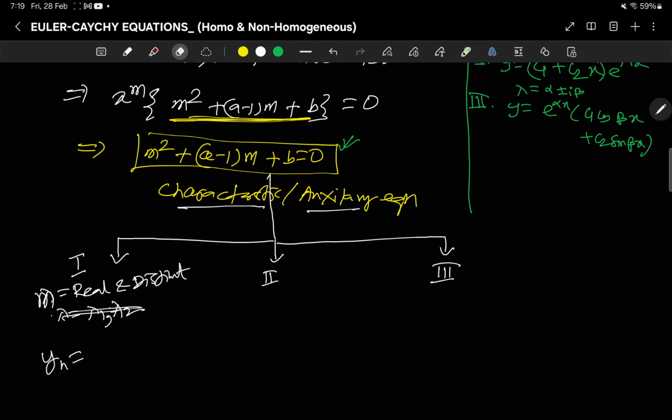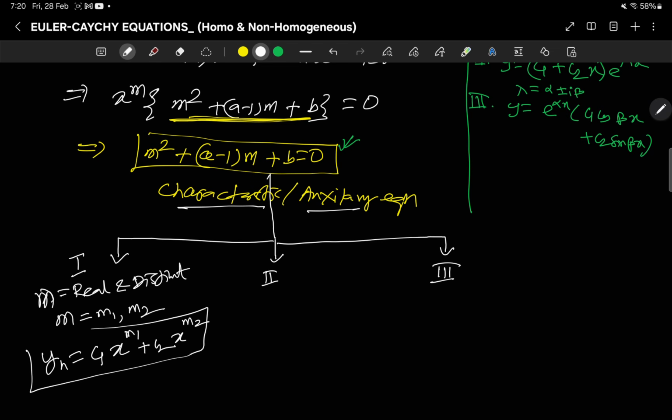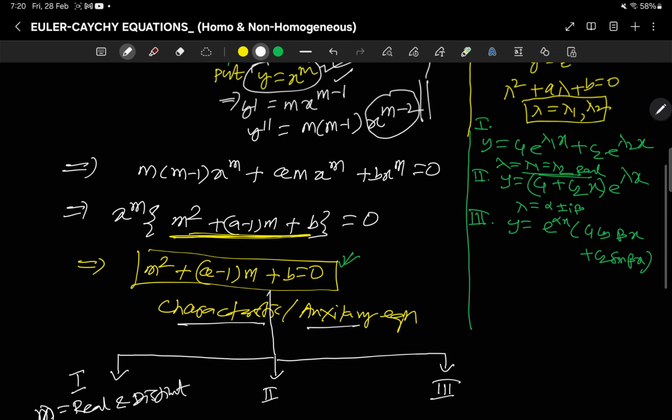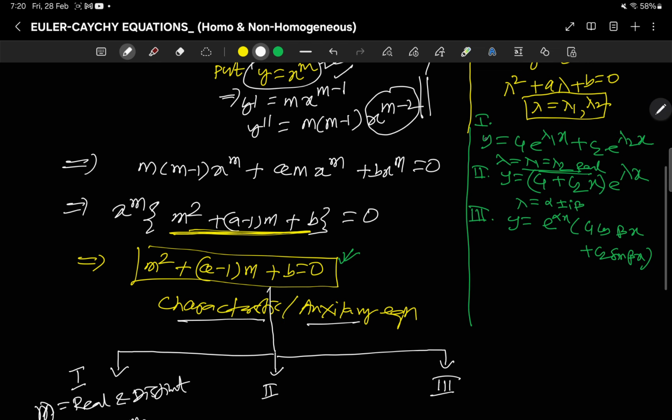We have taken m, so here m is m1 and m2, both are real and distinct. So homogeneous is x to the power m1 is a solution, x to the power m2 is a solution, and if you combine them, c1 this plus c2 this. Okay, so this is the solution under case 1. Now it resembles this, right? It resembles this here.